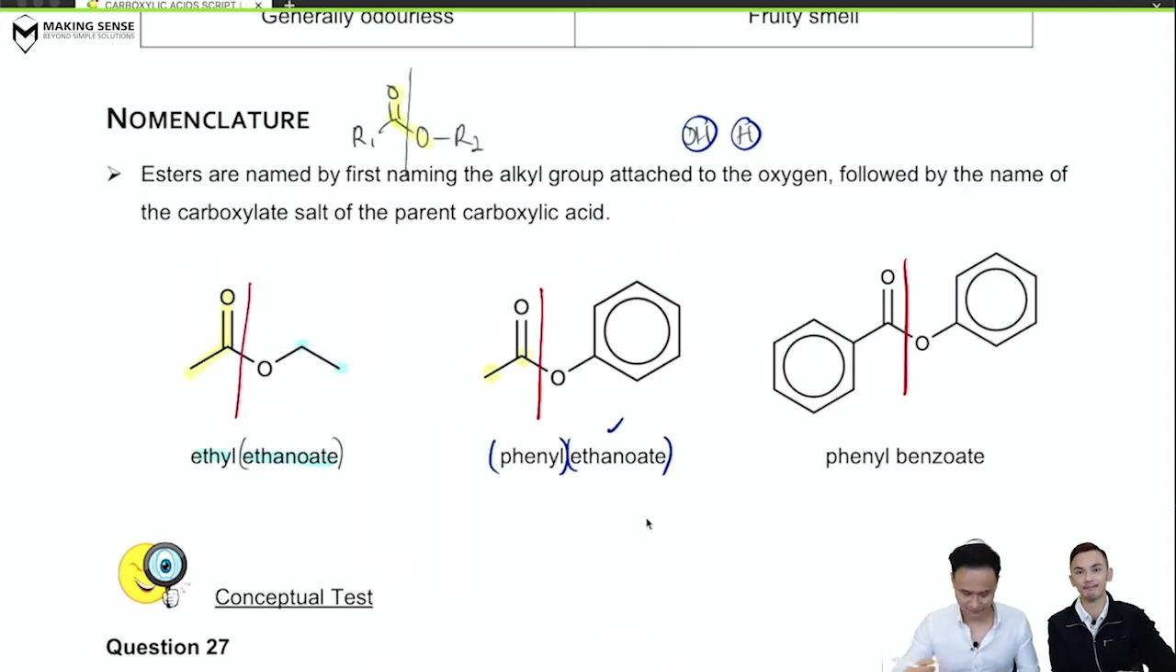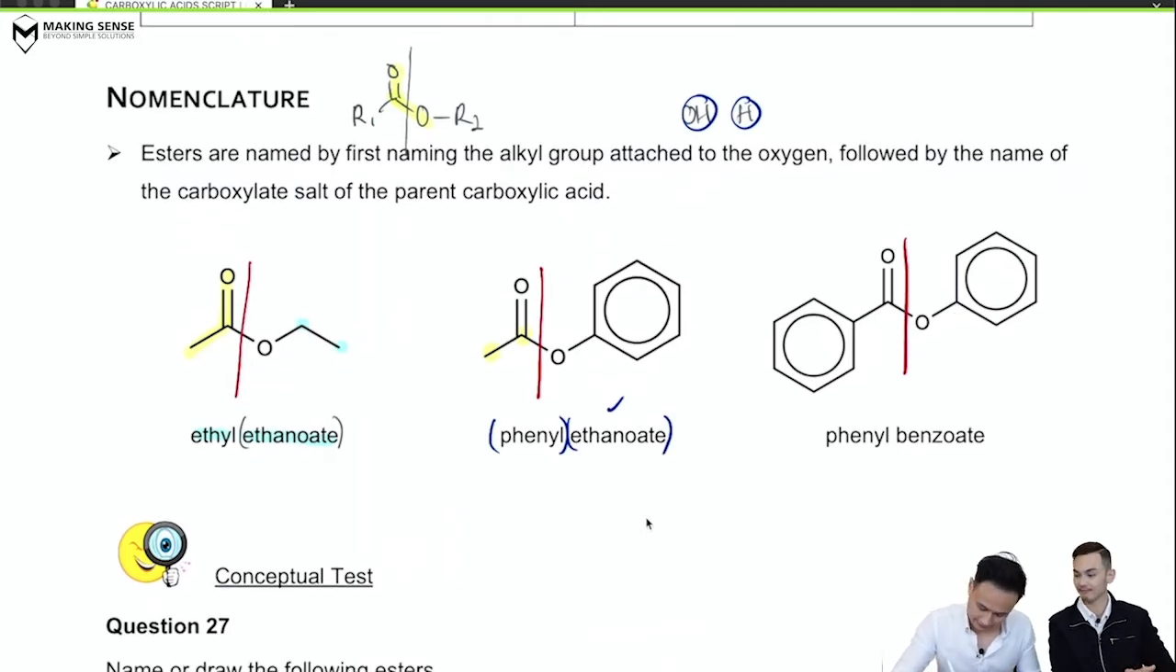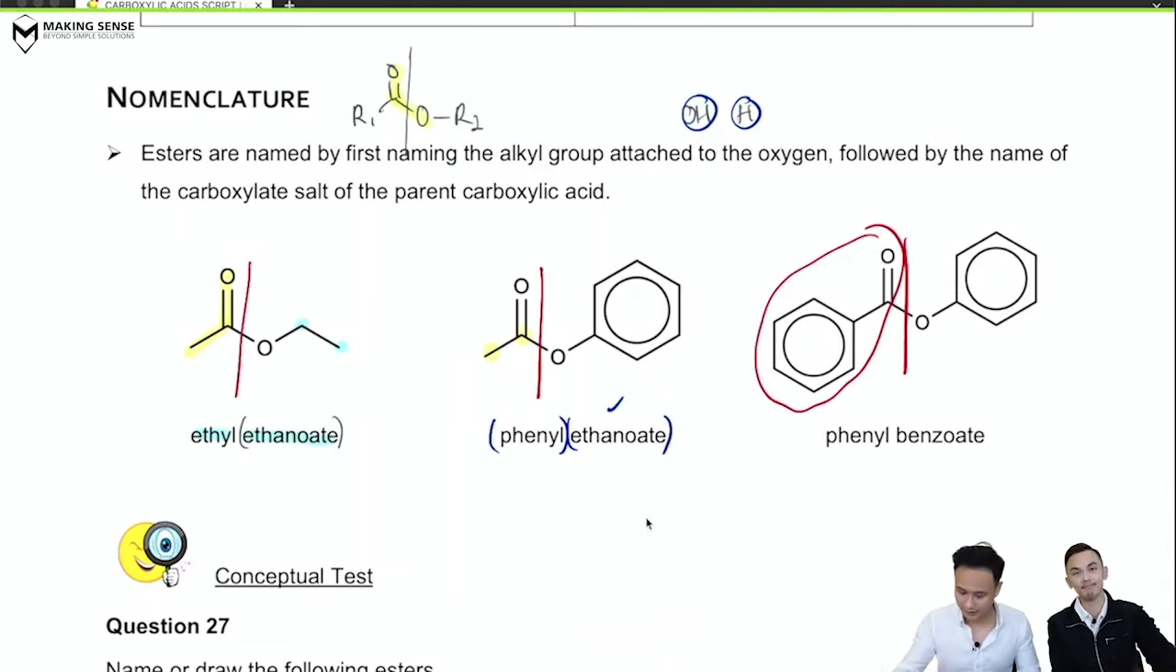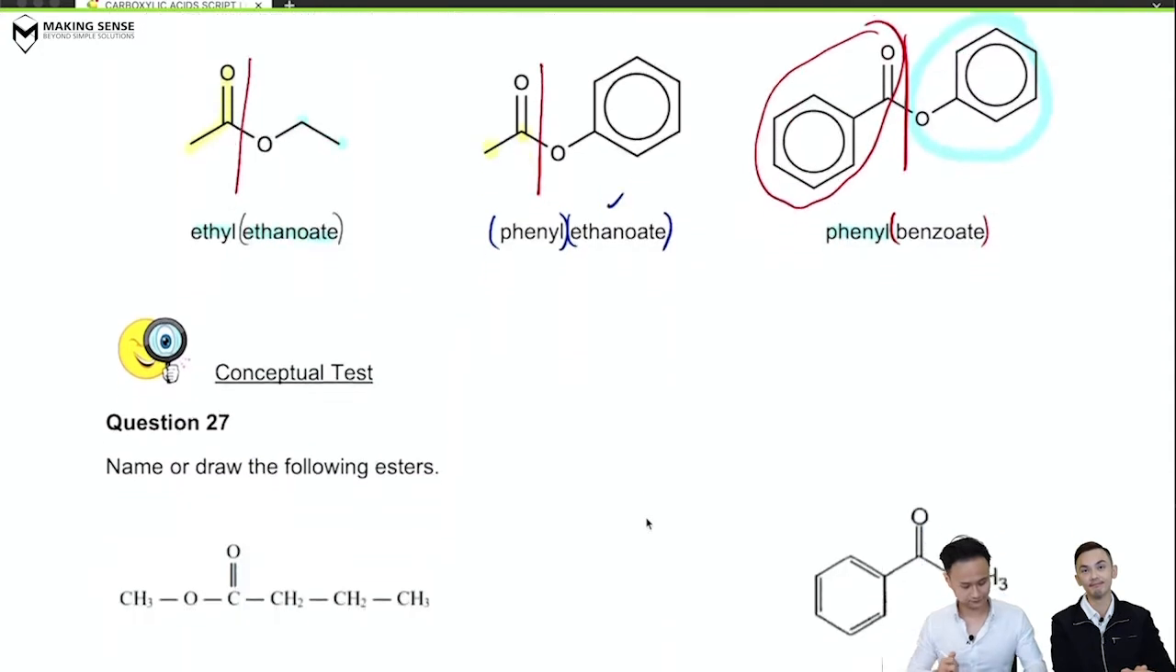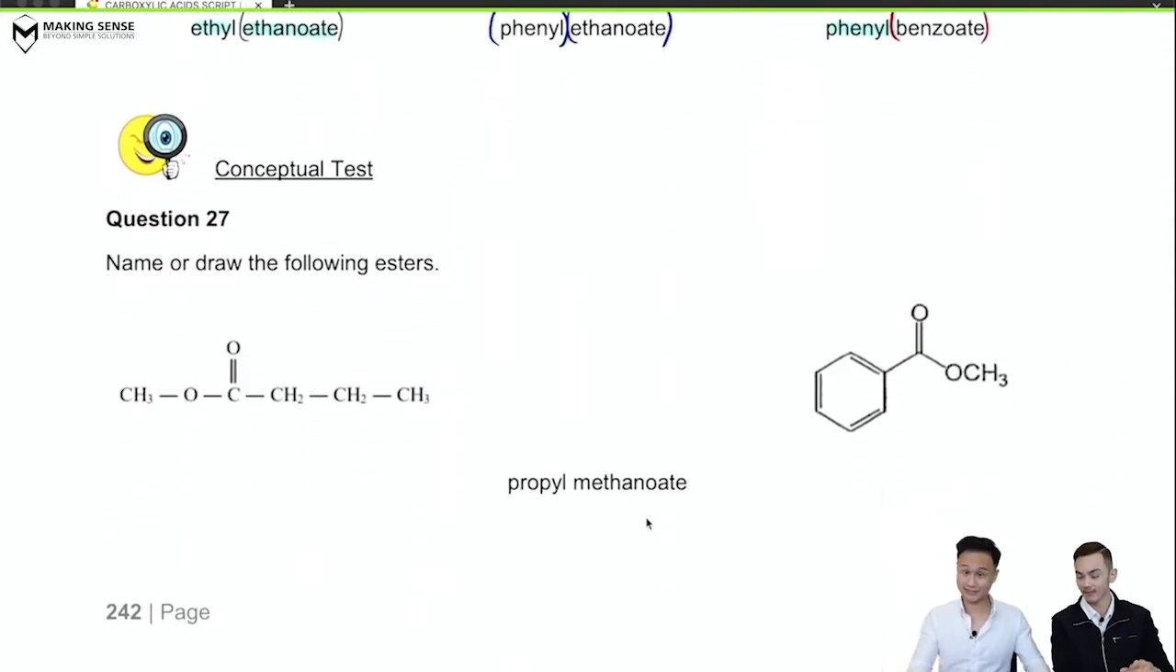Last but not least, let's wrap things up. On the left-hand side, I see something like a benzoic acid, right? But instead of benzoic, we call it benzoate. And on the right-hand side, I see a phenol, but instead of phenol, again, I call it phenyl, okay? Now, Mr. William, could you help us with question 27?